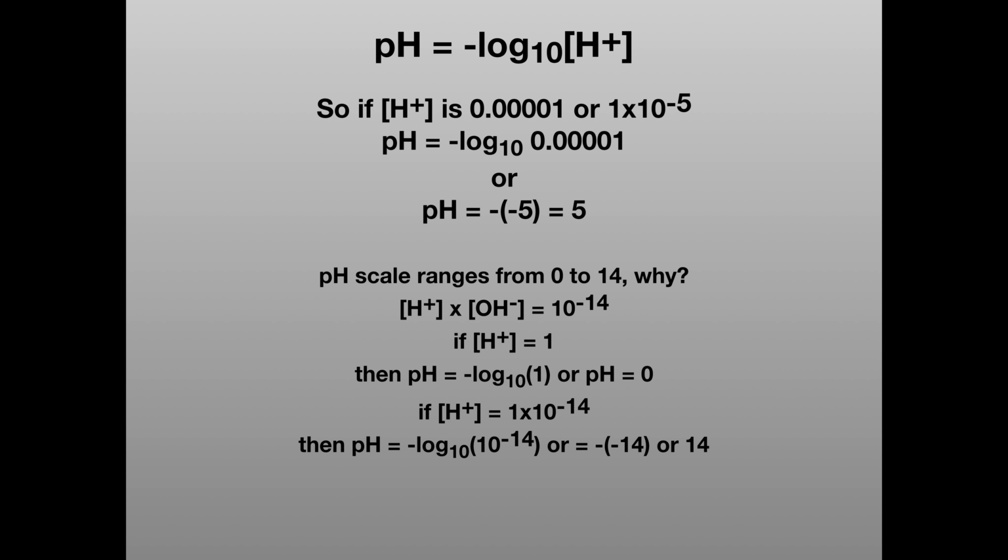The pH scale ranges from 0 to 14. Why? Math, number one. Number two, the equation from the previous page, right? Hydrogen ions times hydroxide ions always equals 10 to the minus 14. And so I've worked out the math at the bottom. And again, some of you are thinking, oh my gosh, this is way too many numbers.